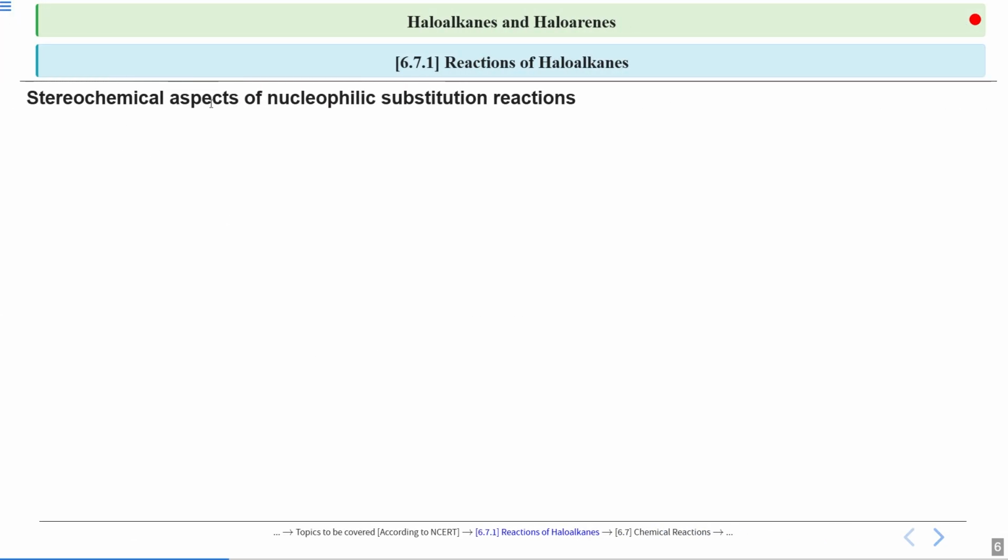Now let's see the stereochemical aspects of nucleophilic substitution reactions. Let's first talk about optical activity. This is a very important topic that we are going to cover in this lecture. Optical activity.